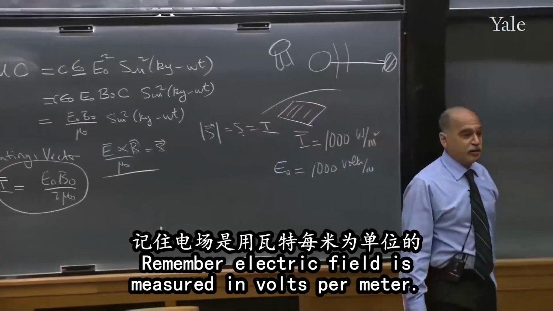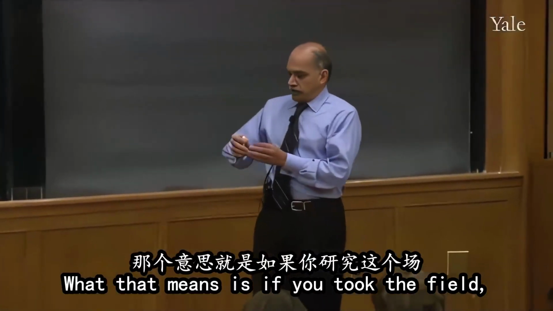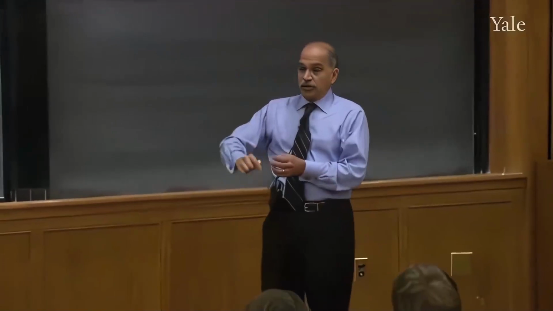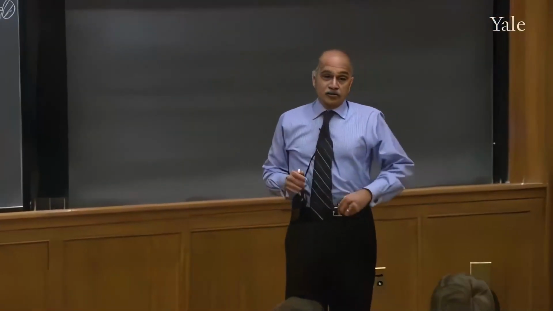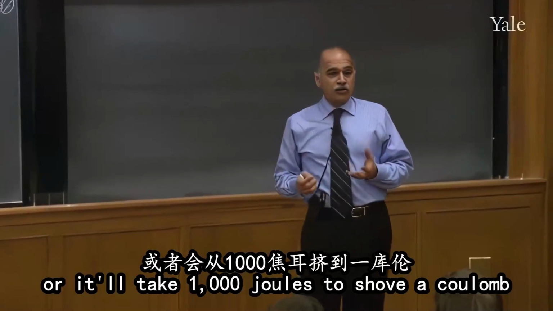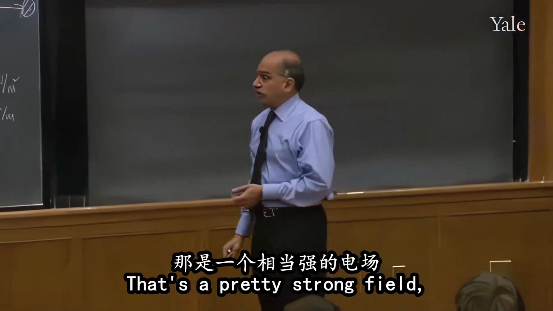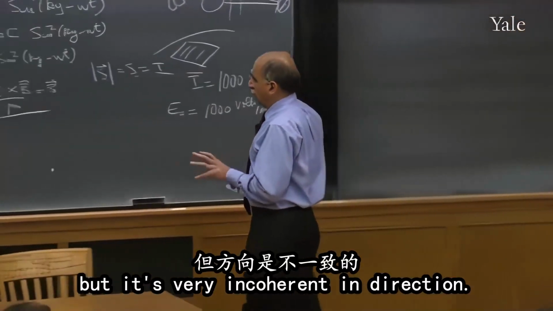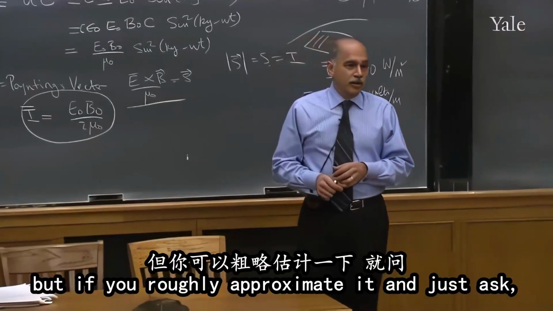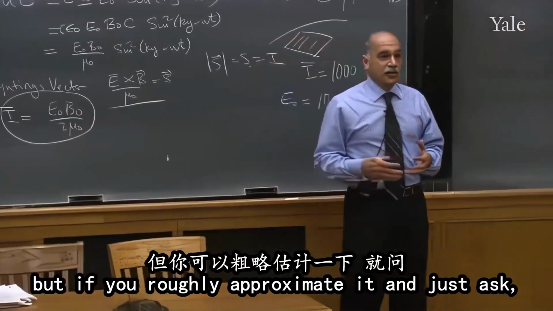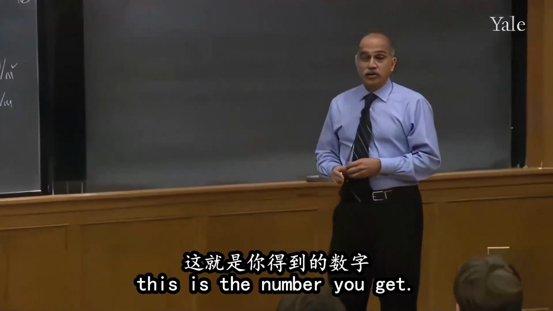Remember, electric field is measured in volts per meter. What that means is, if the field is uniform in space, between one place and another place there's a potential difference of 1,000 volts. Or it'll take 1,000 joules to shove a coulomb from lower potential to higher potential. That's a pretty strong field, but it's very incoherent in direction. It's doing this for a while and doing that for a while. But if you roughly approximate and just ask what is the average field strength, this is the number you get.